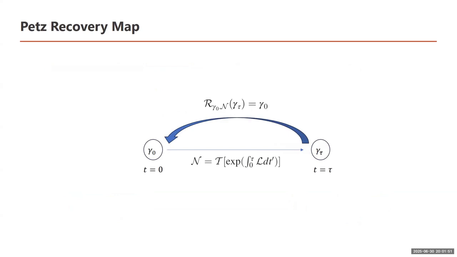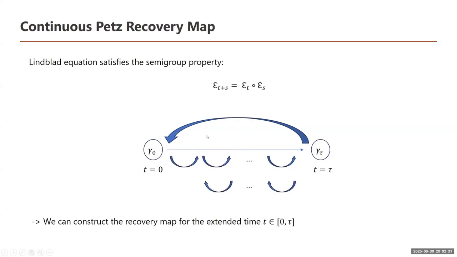Again, suppose we start from some reference state denoted as gamma 0, and it evolves to gamma tau under some kind of noisy CPTP map N. Then the Petz recovery map denoted as R can perfectly recover gamma tau into gamma 0. But what if we want to recover not just the initial state but an intermediate state, that is, if we want to start at an intermediate time? Then we can think of it like this.